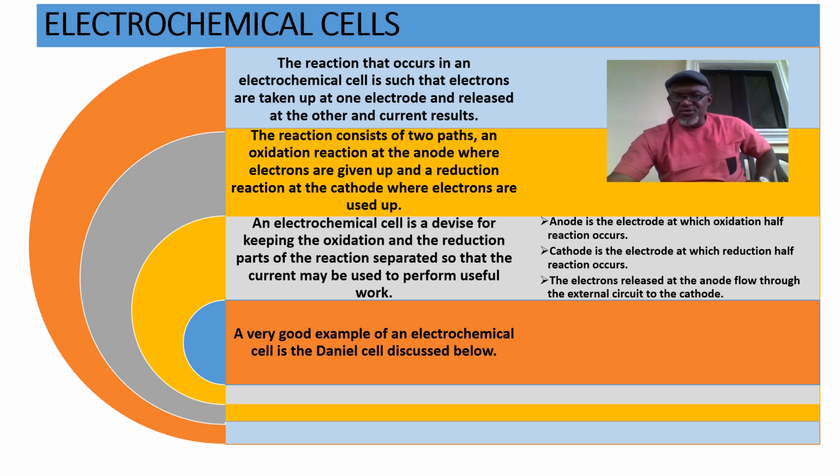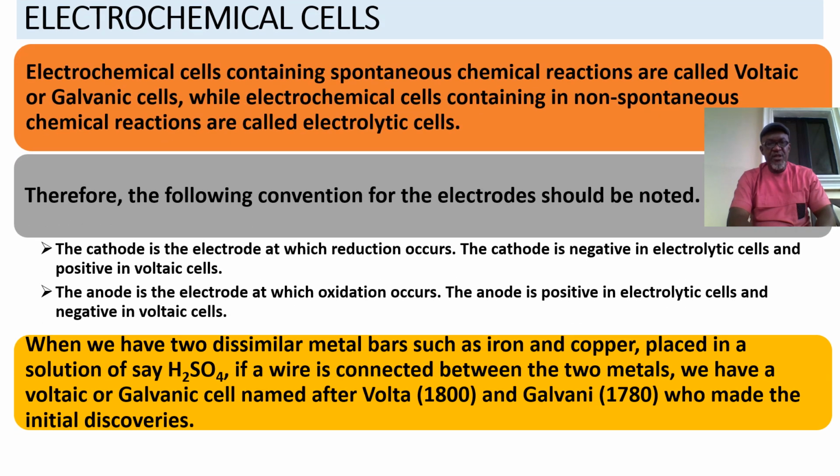We can see definition. Anode is electrode at which oxidation half reaction occurs. Cathode is electrode at which reduction half reaction occurs. The electron released at the anode flow through the external circuit to the cathode. A very good example of electrochemical cell is the Daniell cell, which we are going to look at. Now in this electrochemical cell, there will be spontaneous chemical reactions, and they are called voltaic or galvanic cells. Remember when we talked about Volta and Galvani, when we talked about voltaic pile, and then talked about animal electricity, that is galvanism, because of these two gentlemen who first worked on this.